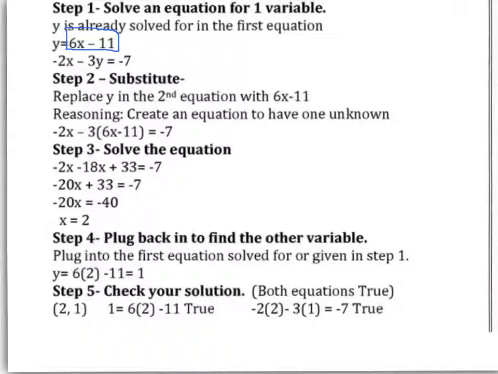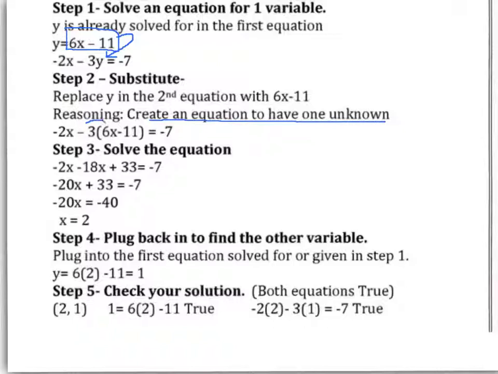So if y is equal to 6x minus 11, I'm going to substitute it, replace y in the second equation and the other equation with 6x minus 11. So I did that in step 2. And the reason we did that was to create an equation to have one unknown so that now we can actually solve for a value of x, because x is the variable that's left in this equation.